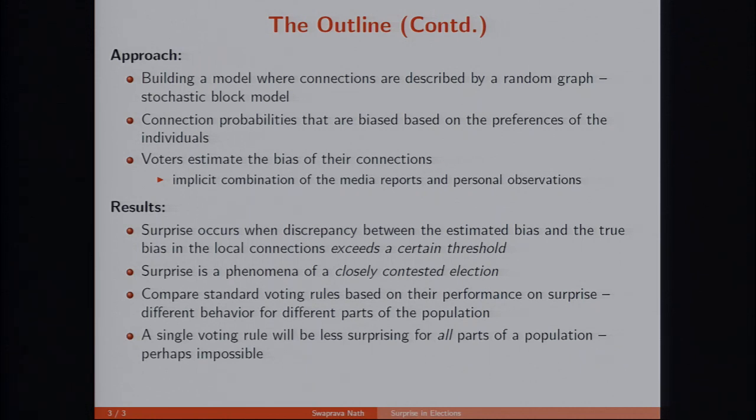And in this three candidate case, we see a negative result, which says that it is unlikely that we'll get a single voting rule which will be less surprising for all parts of the population. So that's one thing. And then finally, we experiment with a Brexit dataset, and essentially see that some of our theoretical predictions are indeed true in practice. So, yeah.